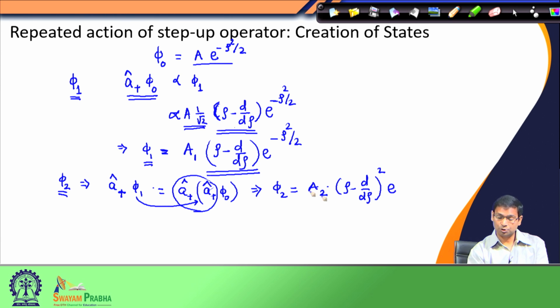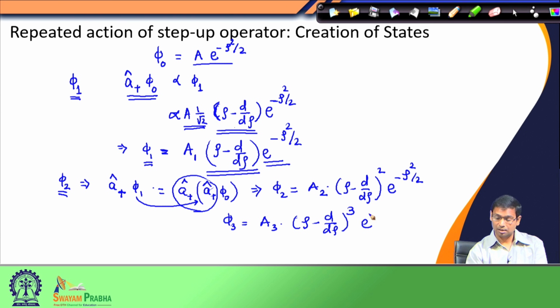And this operator is going to act on this Gaussian function, e to the power minus rho square by 2. Similarly, if I have to get phi 3, I will have a normalization constant a 3 multiplied by the action of this step up operator thrice on this function phi 0. So, this is my phi 0, the lowest eigenfunction whose form I derived.